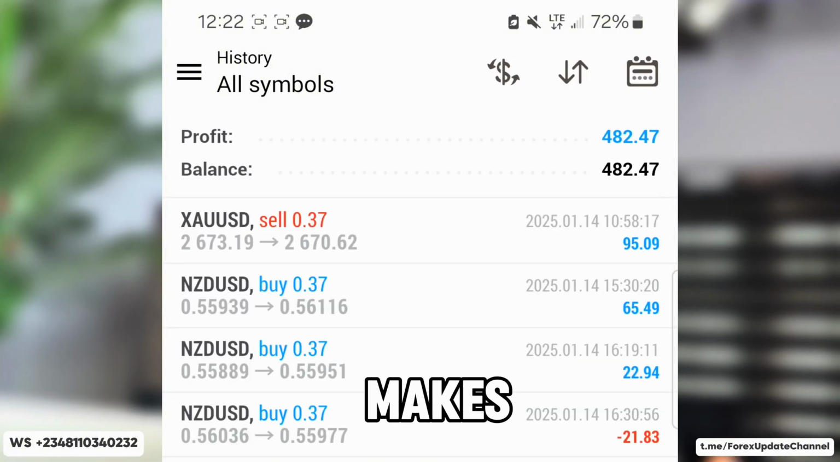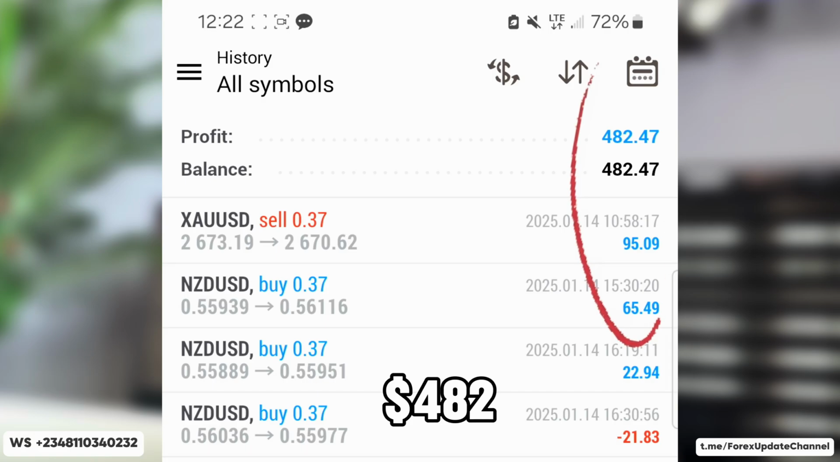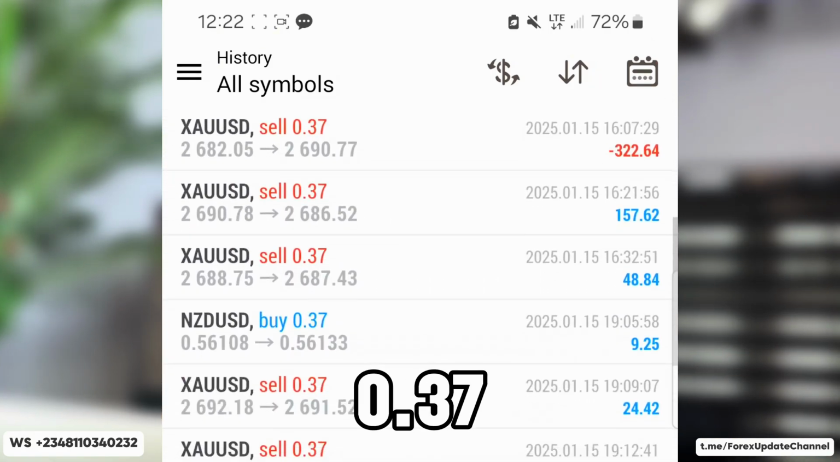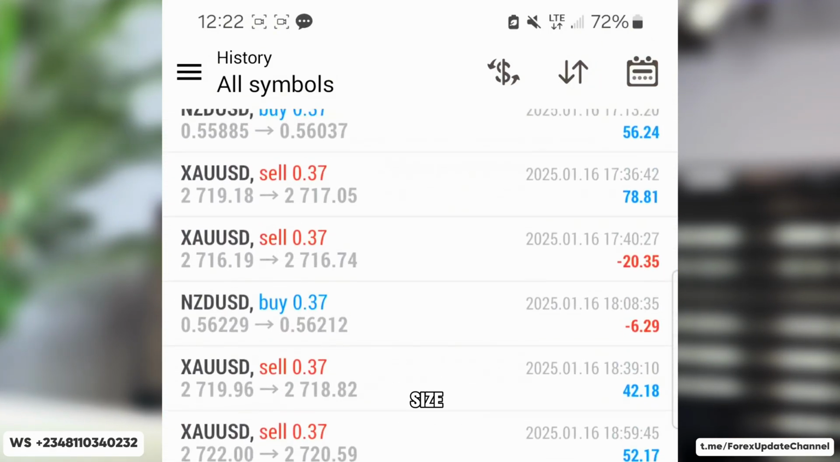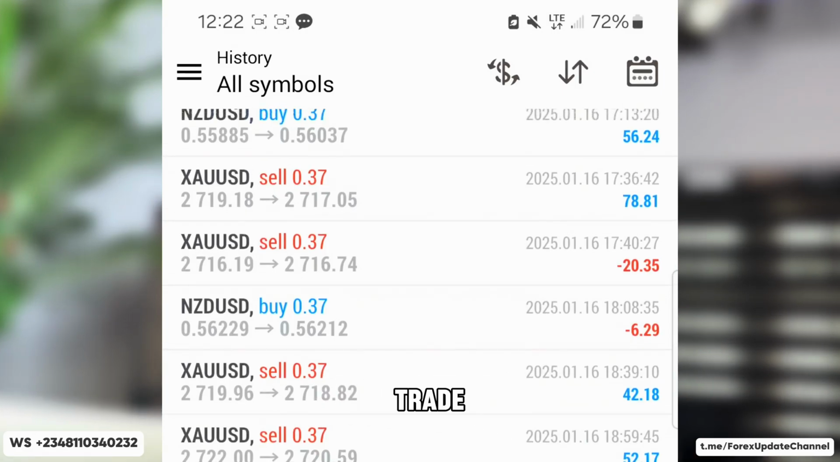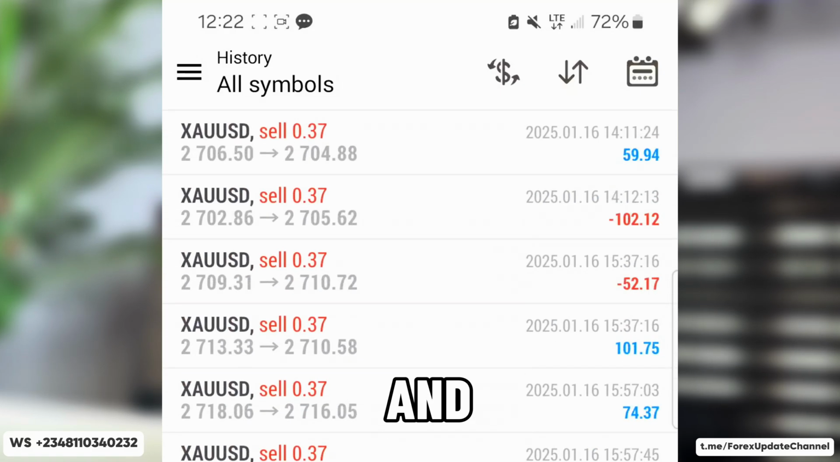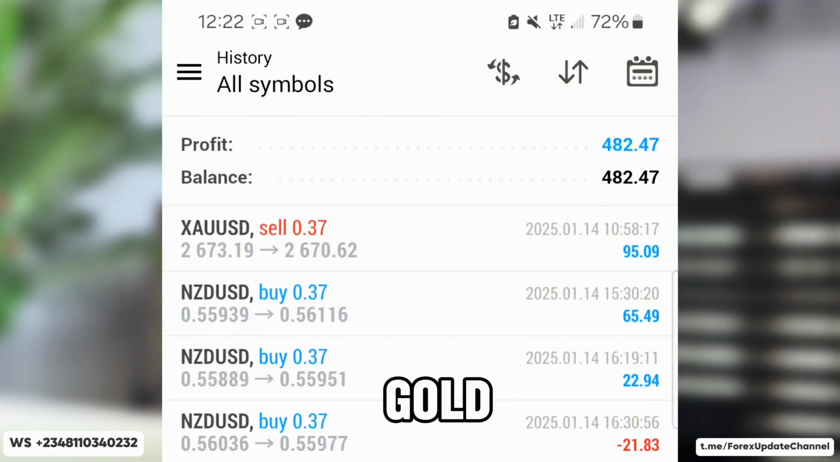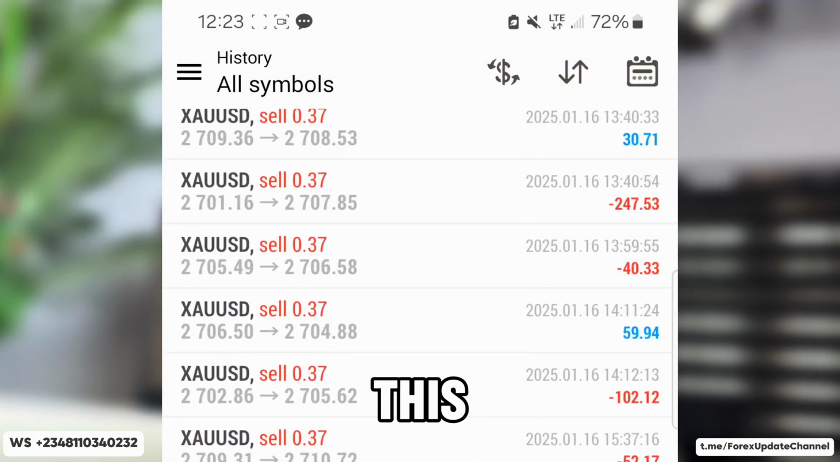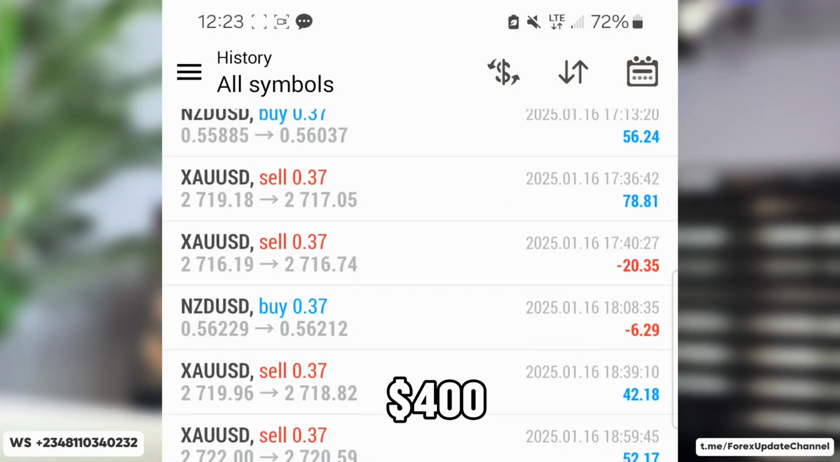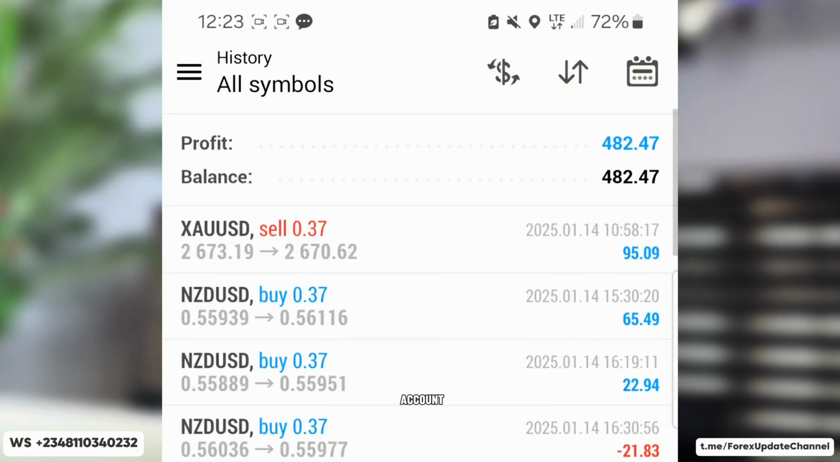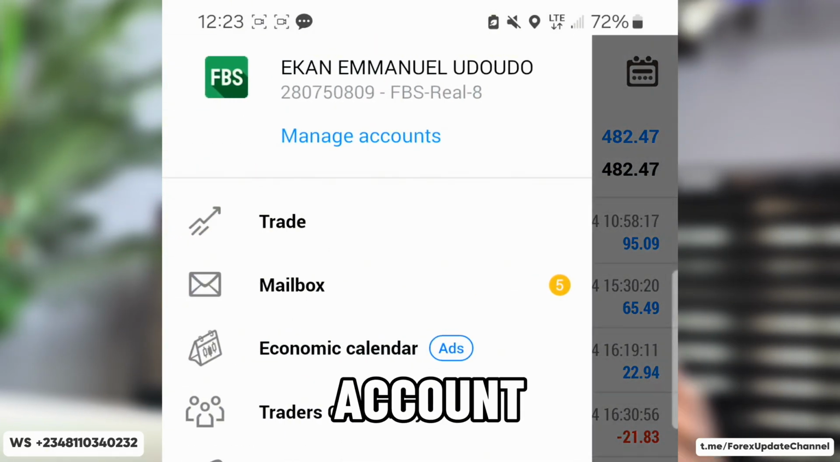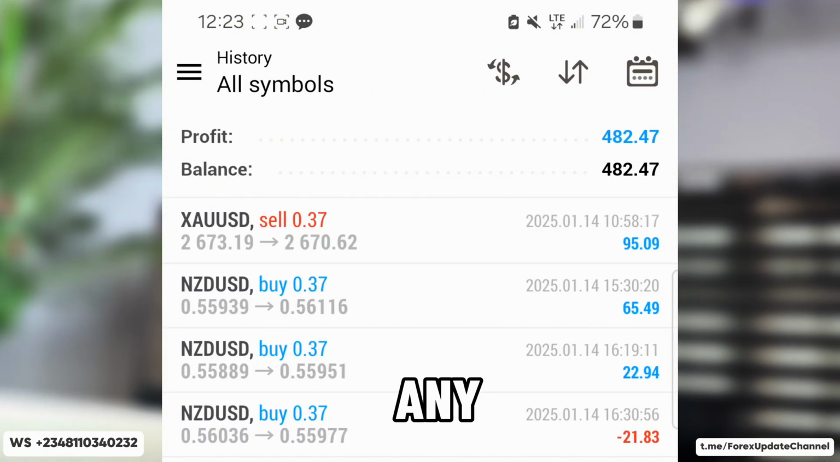So far this week it makes over $482 with 0.37 lot size on each open position, and it trades NZD/USD, gold, and AUD/USD. This is how I'm able to come out with over $400 on my $7,000 account this week without any risks, and no normal martingale trading is involved here.